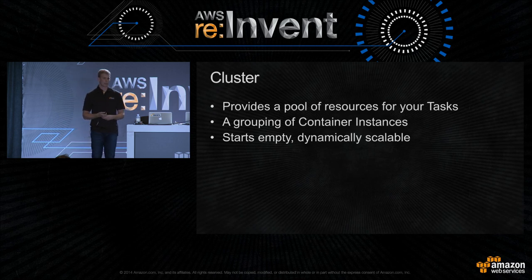For the EC2 container service, this starts empty and it's dynamically scalable. So if you want to start off with a cluster of one instance, you can do that. And as you need more, you can add instances into your cluster. And as you decide you don't need them anymore because you have less tasks running, you can scale them down. There's no need to recreate the cluster. There's no need to do anything like that.